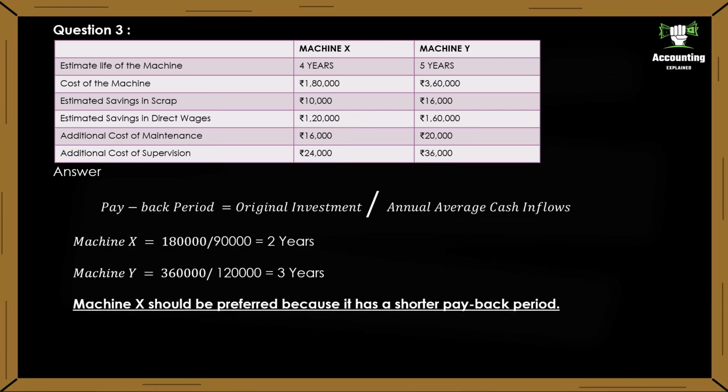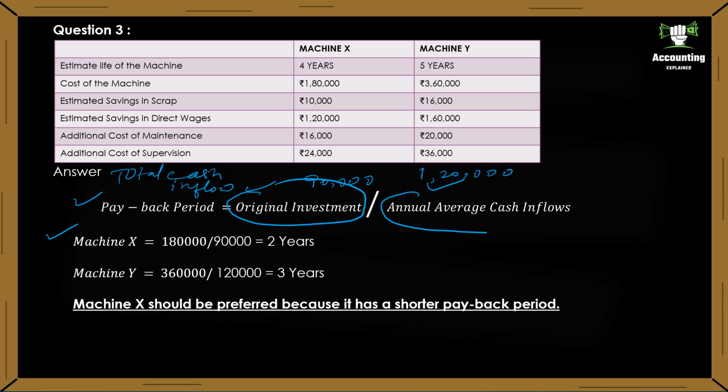The payback period formula is original investment divided by annual average cash inflow. So we know the average cash inflow, no? Total cash inflow we found out previously. It was 90,000 for machine X and 1,20,000 for machine Y. For machine X, original investment divided by annual average cash inflows is the payback period. This we have taught in a very elaborate manner in the part 1 video. I'll be sharing the link in the description box. You can go through it for a thorough understanding.